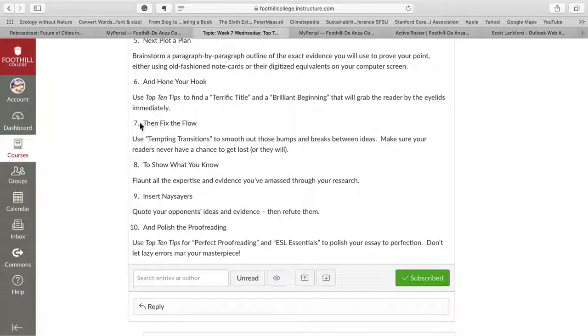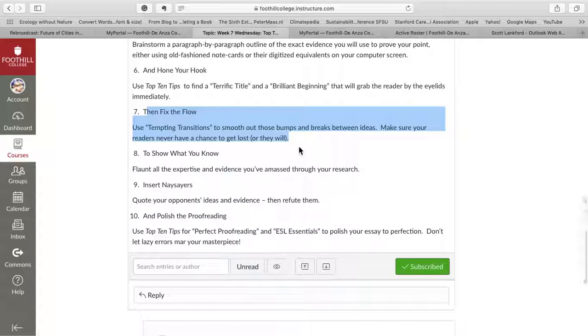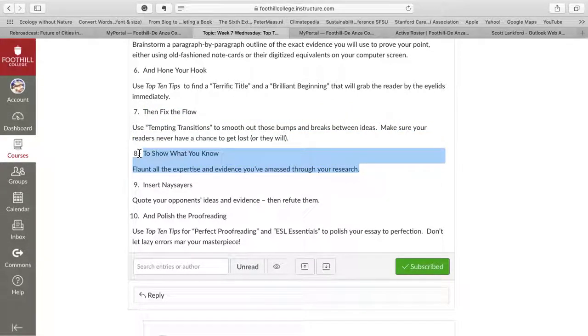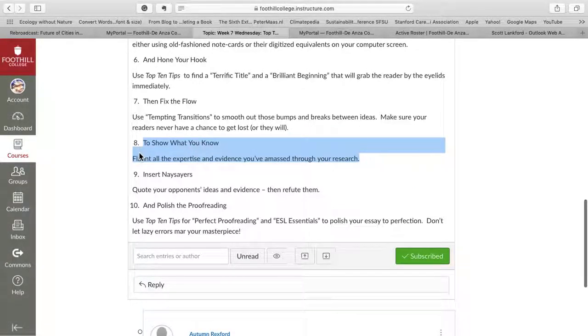Research papers have a ton of information, and making all that information flow smoothly can and should be a challenge, because you want to show off to your professor how much you know and how much you learned, and to your audience as well. You want to establish credibility and expertise.